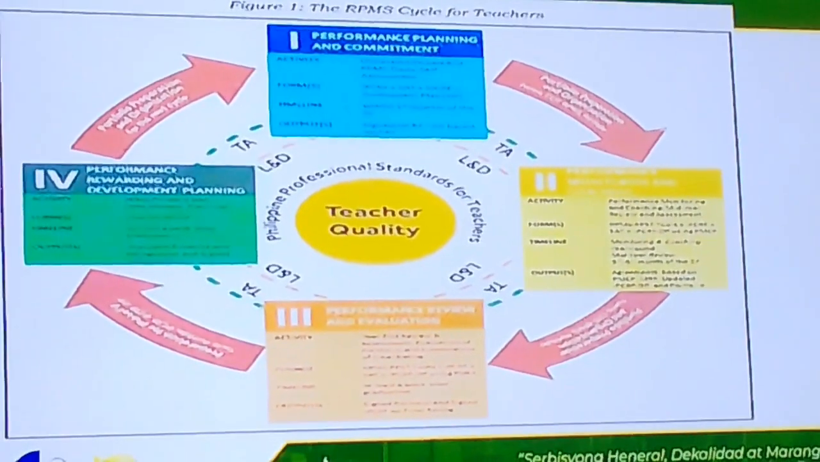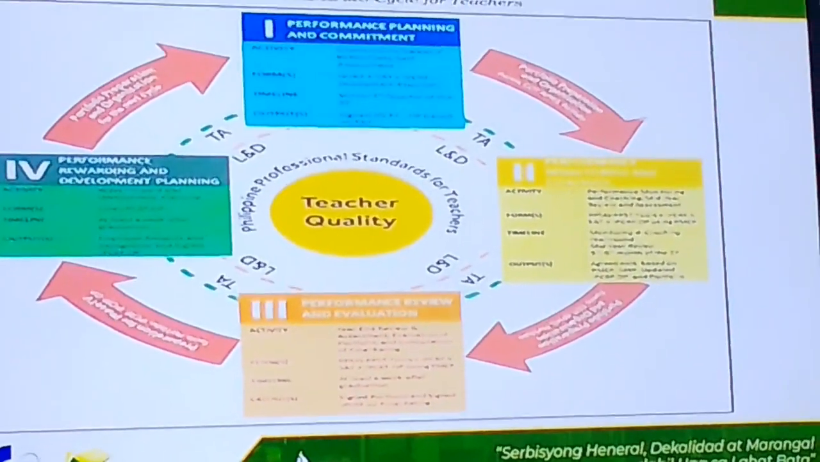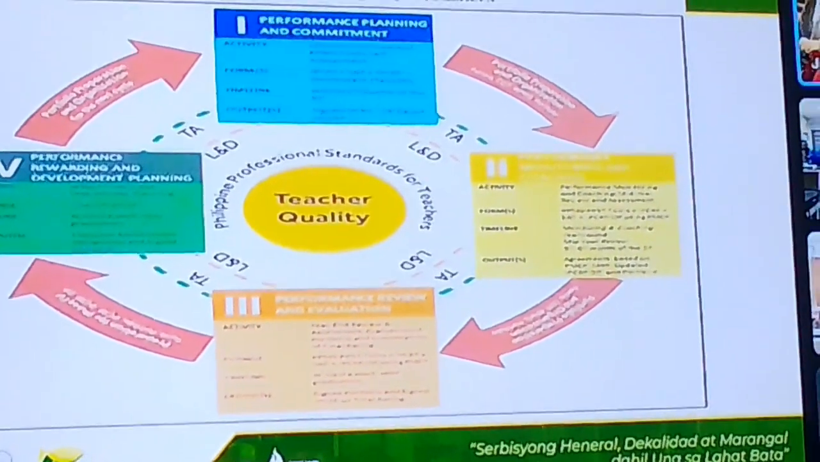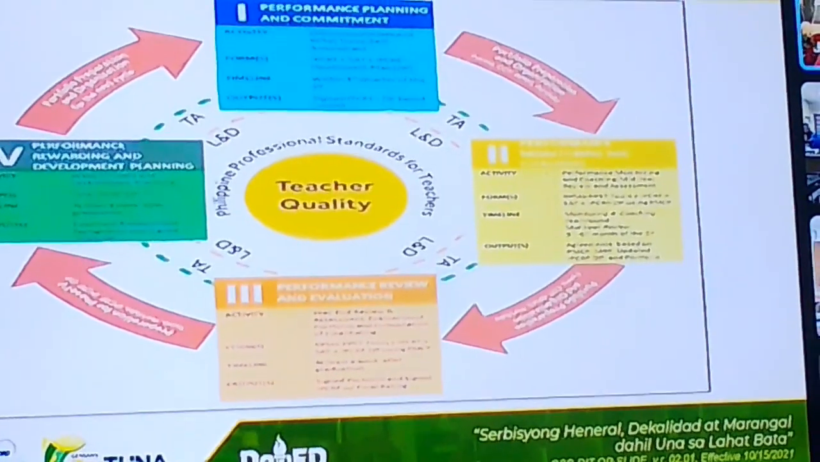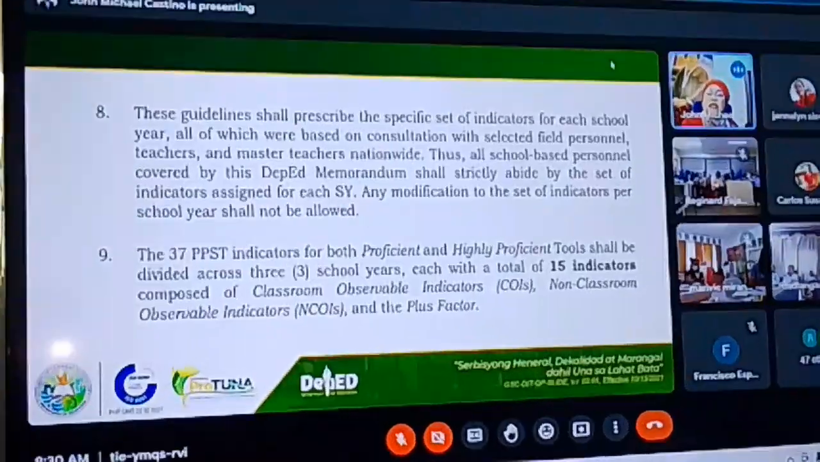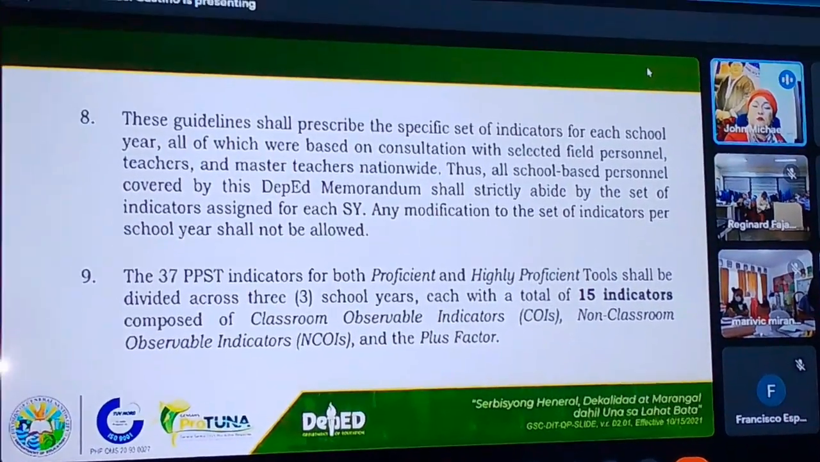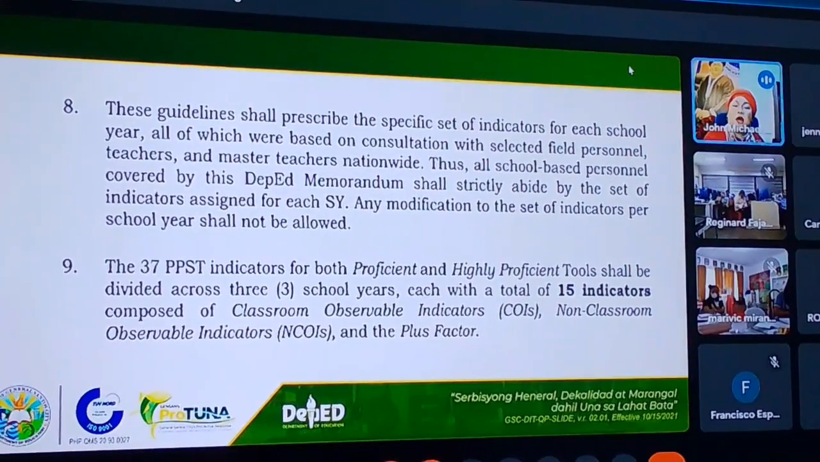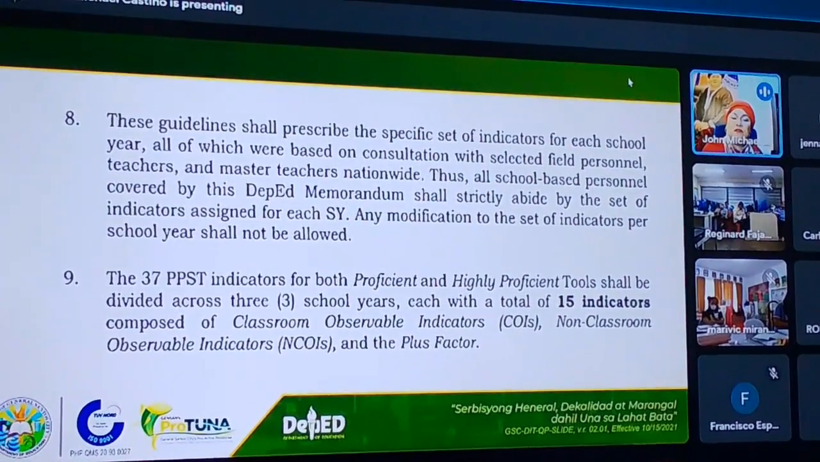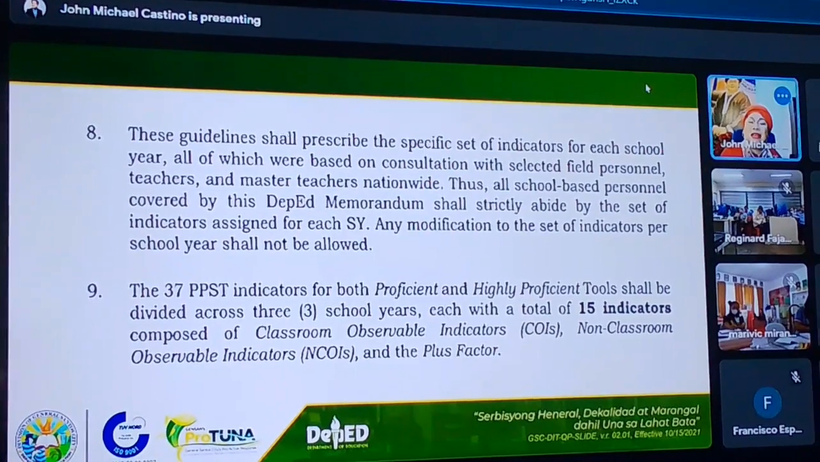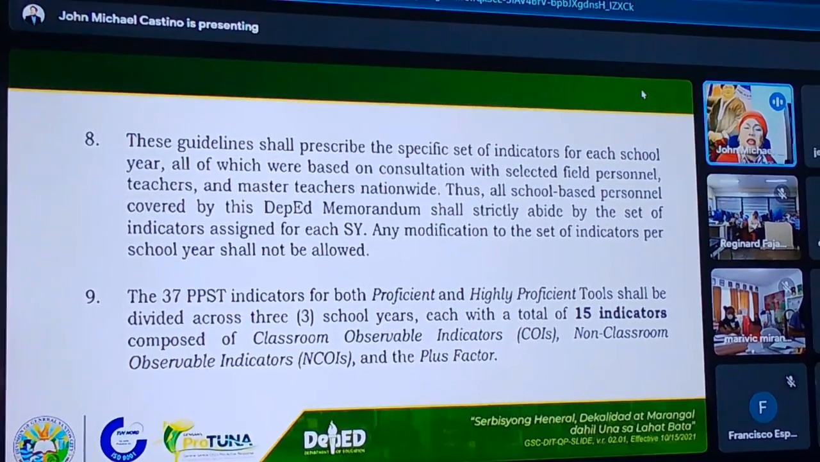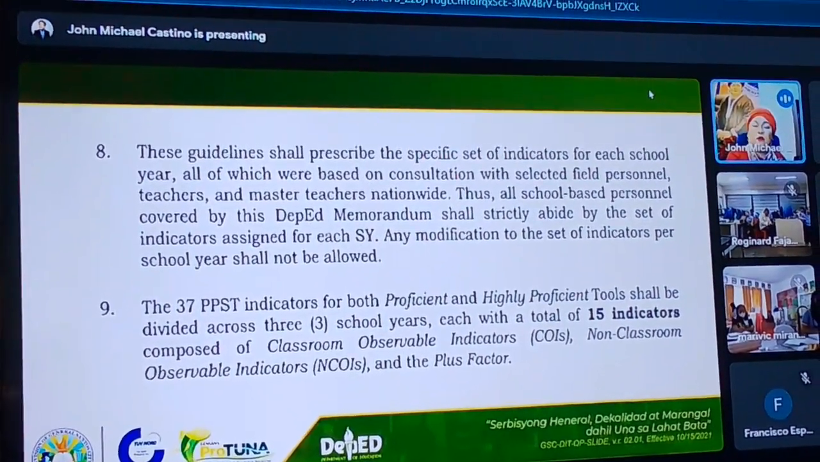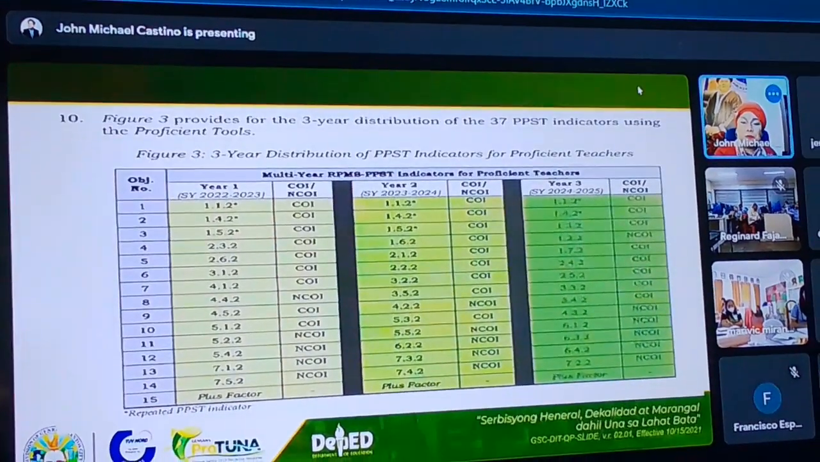Second, performance monitoring and coaching, which our expected outputs are the agreements based on the performance monitoring and coaching form, or the PMCF. Each with a total of 15 indicators composed of, as Sir Vic mentioned a while ago, COIs and NCOIs and the plus factor. When you say COIs, the classroom observable indicators, and the NCOIs, the non-classroom observable indicators, and of course we have the PF, the plus factor.